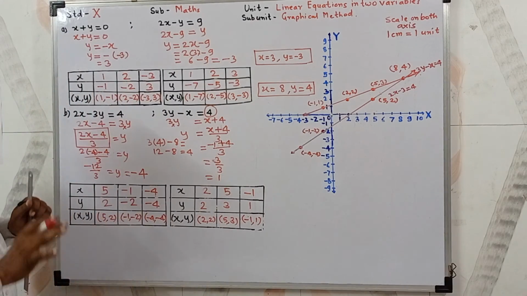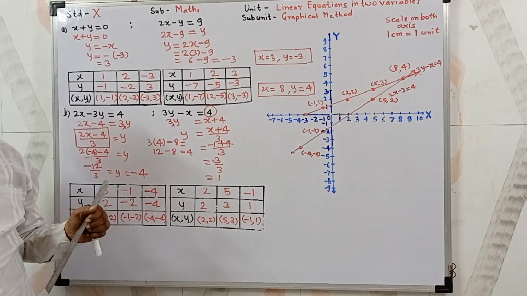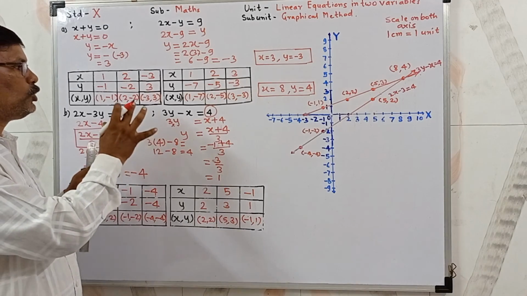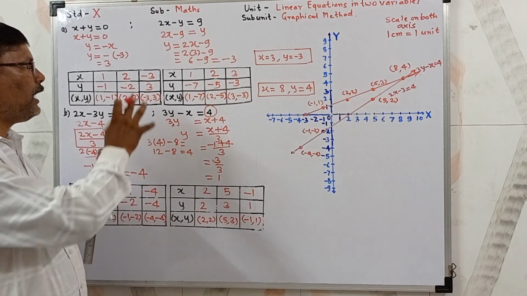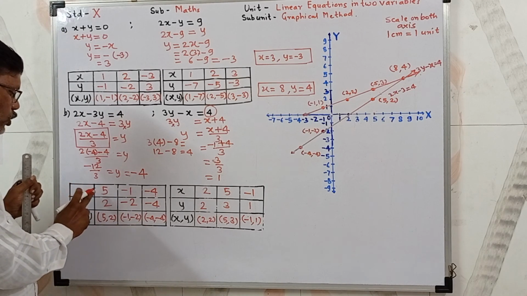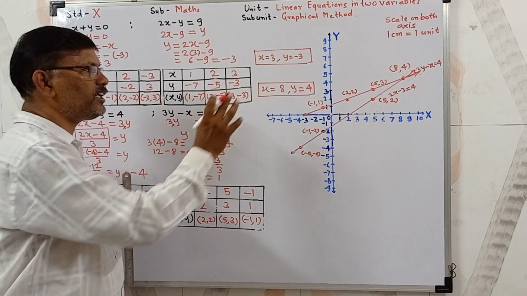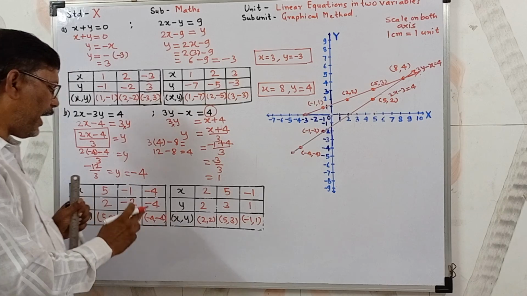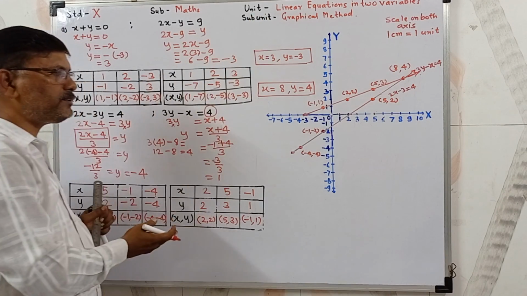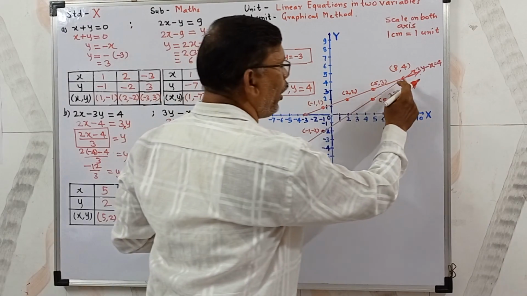Understood? This is the graphical method. Very easy method. We must do it this way. First we find out the values of x and y, and we draw them on the graph, and then draw the lines and find out the point of intersection.